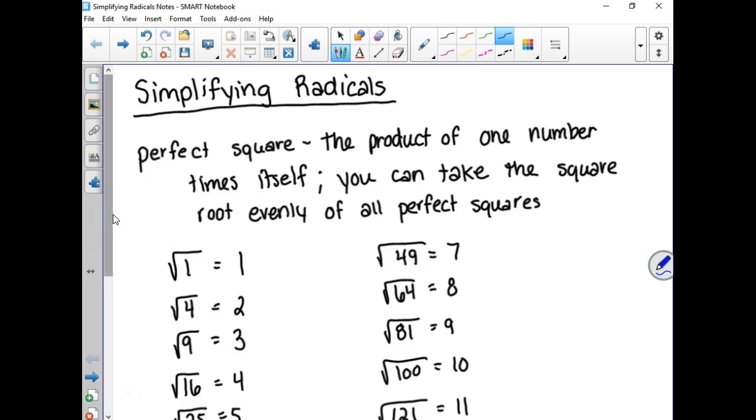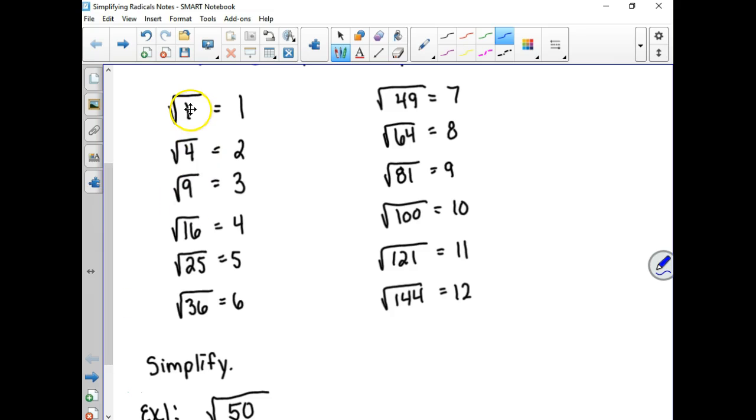So ones that we're really familiar with are things like square root of 1, square root of 4, square root of 9, square root of 16. I have them listed here all the way through 144, which would be, if we take the square root of 144, we would get 12. However, these keep on going. 13 times 13 gives us 169, so the square root of 169 equals 13, and these continue on forever.